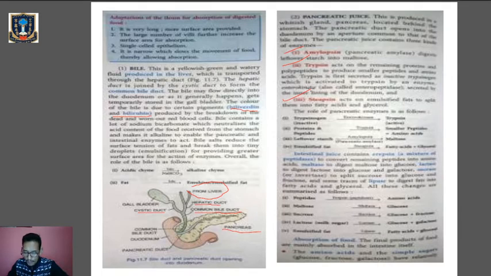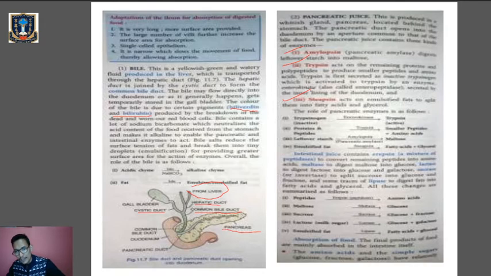And emulsified fat will be acted upon by steapsin and will change into fatty acids and glycerol. So kindly remember the end products of protein, fats and the leftover starch also. Clear? And the name of the enzymes which are present in the pancreatic juice.